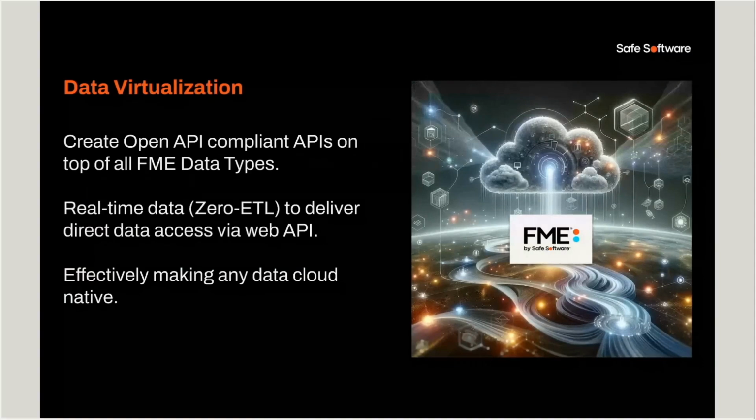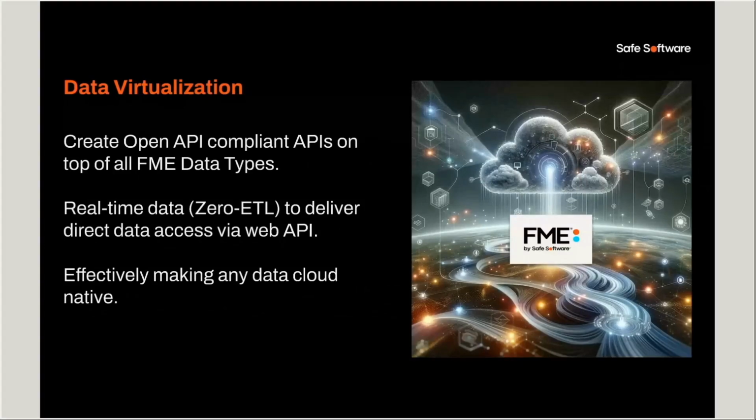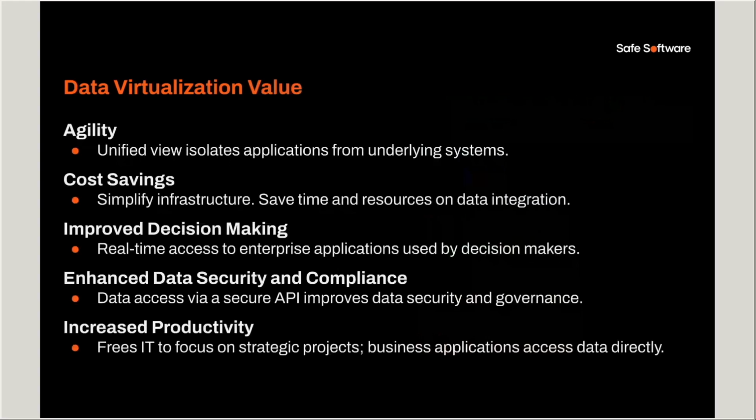So when you think about FME Flow Apps delivering data to users, this is going to deliver this real-time data to applications. So you'll be able to do gets, puts, posts, deletes, every type of REST API operation on top of all the data that FME supports. So you can think about this as, effectively, making any data service, any data store, even like CSV files, cloud native. So some of the value: agility, of course. You're going to be able to build a unified application from all your underlying systems, hiding all of the stuff that's going on underneath from the API.